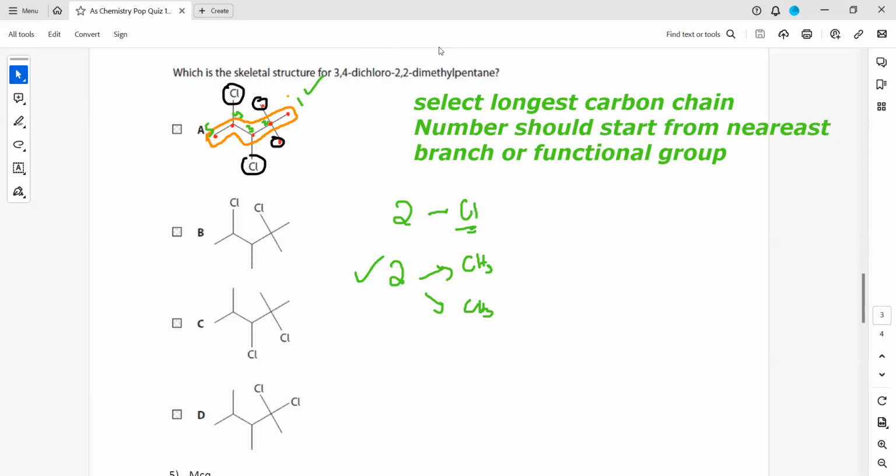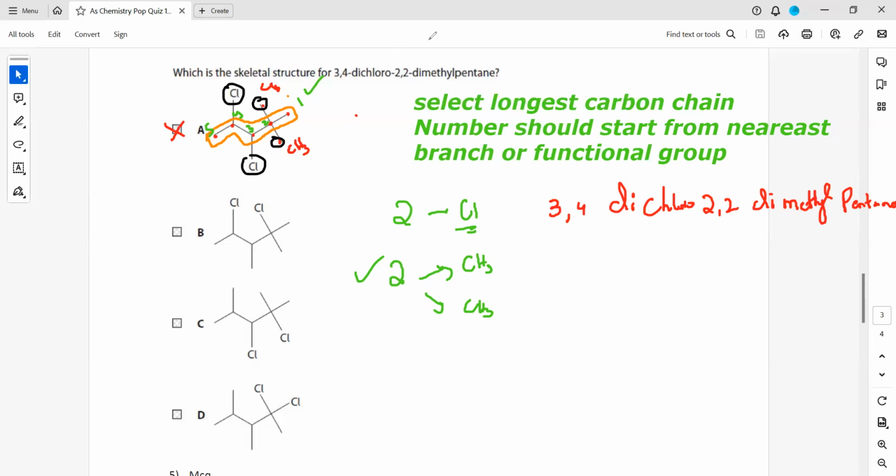So when we number from the right-hand side, first we name the chlorines. At the third and fourth positions, we have chlorine. So we say 3,4, and there are 2 chlorines, so we use the term di, which means 2, and for chlorine we use chloro. Then at the second position, 2 branches are there, each at position 2. That's why we write 2,2. The 2 branches are di, and each branch contains 1 carbon, because this is CH3, this also CH3. One carbon means meth, and because it's a branch, it becomes methyl. So it is dimethyl. For 5 carbons we say pent, and because of single bonds, ane. So this is 3,4-dichloro-2,2-dimethylpentane.